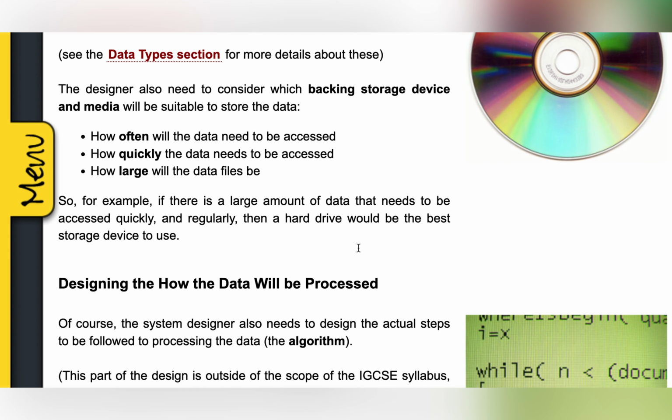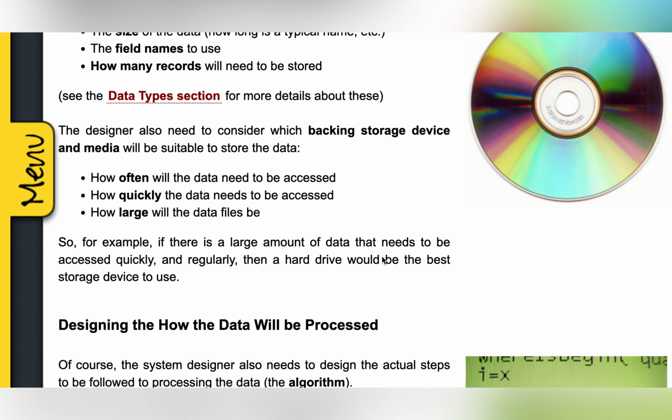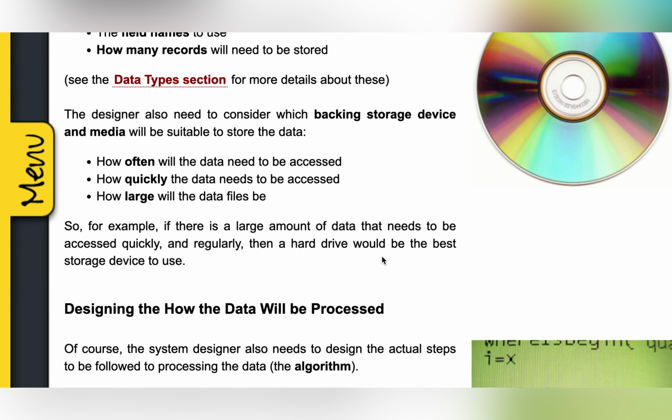Now the designer also needs to consider which backup storage or media he needs to use. The backup storage. You must back up your data. Maybe Google Drive, maybe thumb drive, maybe flash drive, maybe floppy disk. You must determine how to back up your data. The type of backup storage you need depends on how often the data needs to be accessed, how quickly the data needs to be accessed, and how large the data file is. So these three parameters determine what kind of backup storage you need.